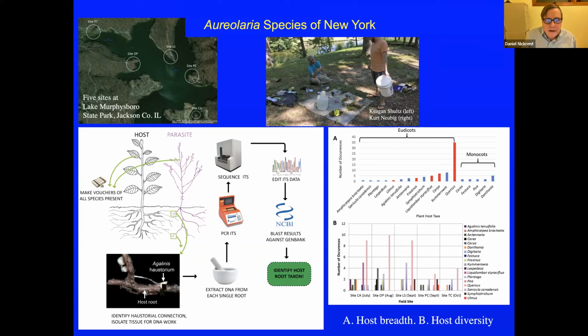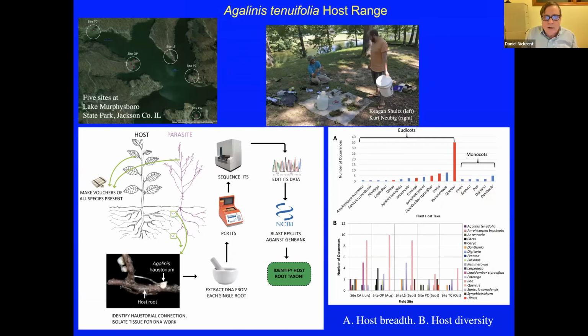But we weren't interested in the Agalinis, we were interested in what it was parasitizing. So we took a little clipping, put it in some silica gel, dried it, and then that can be used to extract DNA. We amplified a gene called ITS, one of the nuclear ribosomal spacers, sequenced it, got the sequences back, and then did what we call a BLAST. You throw those sequences against the huge database, and it tells you what your plant is. And lo and behold, we identified the host, at least to genus. We also, by the way, made herbarium vouchers of everything in the vicinity at each of these sites.